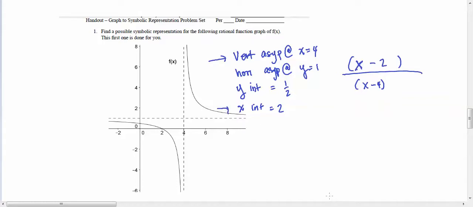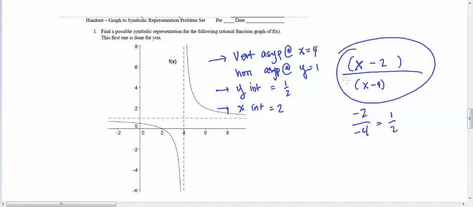One other thing is, even though they didn't give us the y-intercept, I'm guessing that it's about 1/2, and you can tell so by looking at this. When you plug in x equals 0 for the y-intercept, you'll have negative 2 over negative 4, which is positive 1/2. There you go. So I'm betting that this is actually the equation of that.